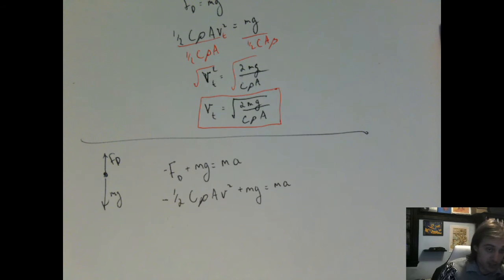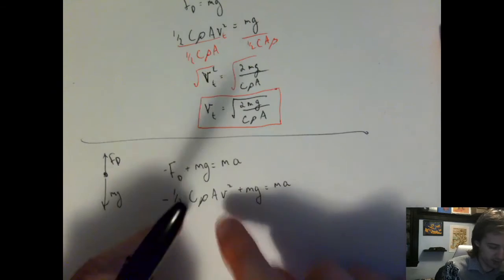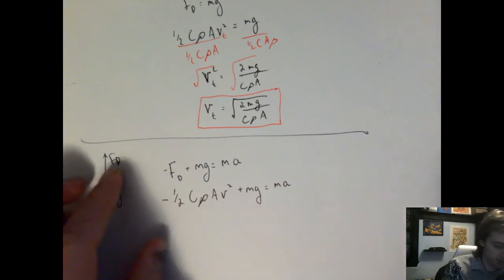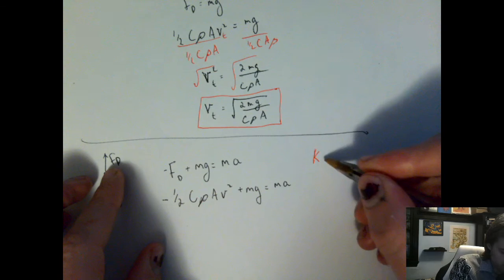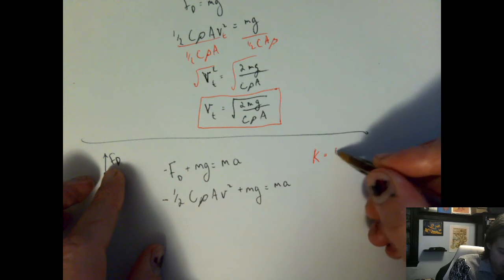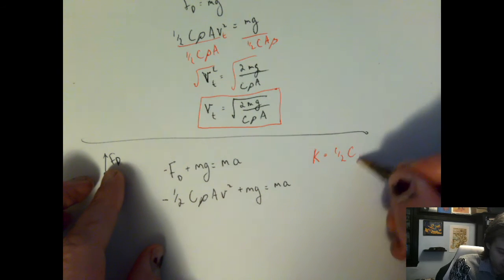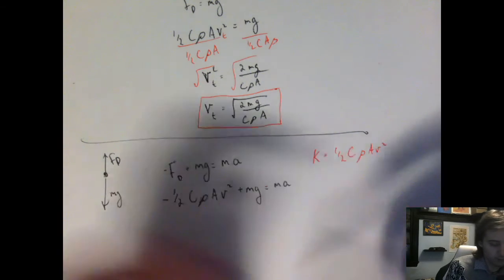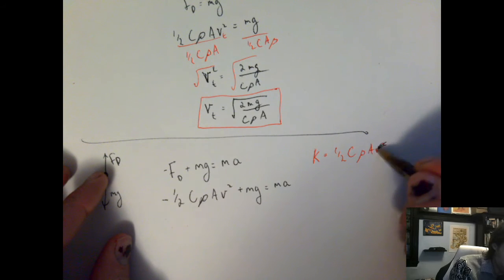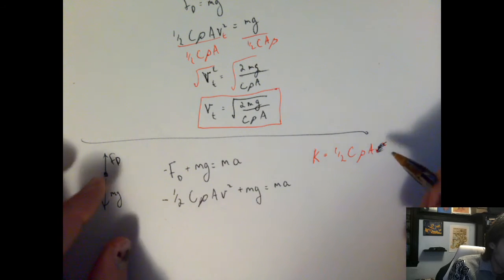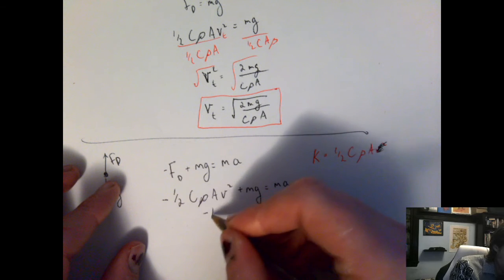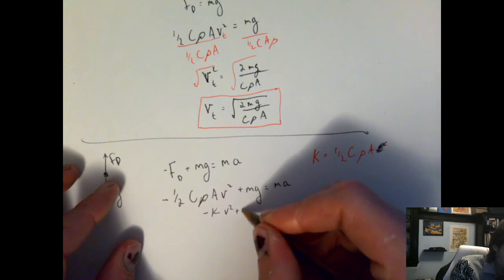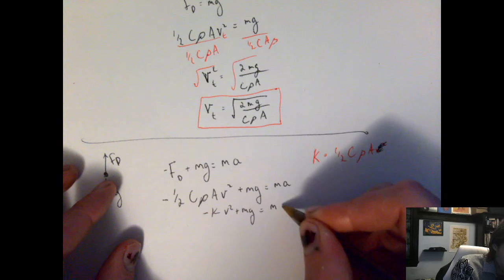Next step here is basically to just sort of go ahead and say, all right, this is going to be awful. I don't want to rewrite this stuff every single time that I do anything. So I'm just going to go ahead and say that there's some constant k. And that constant is equal to 1/2 c rho a v squared. Oh, not v squared, sorry. Just the stuff in front of it. And so when I rewrite this, we'll just get negative k v squared plus mg equals ma.